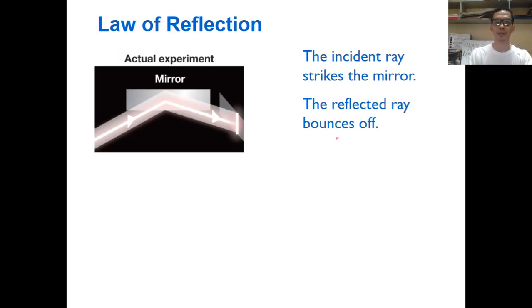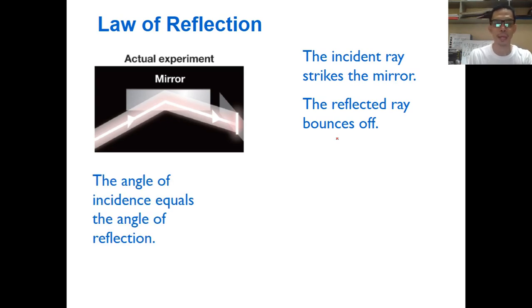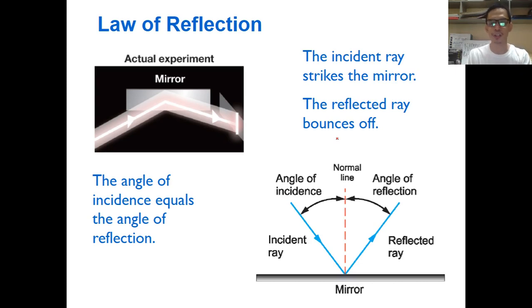In an actual experiment, the incident ray strikes the mirror, and then the reflected ray bounces off. Technically, as the law of reflection says, the angle of incidence should be equal to the angle of reflection. So if the angle of incidence is 25 degrees, the angle of reflection will be 25 degrees as well. They should be equal.